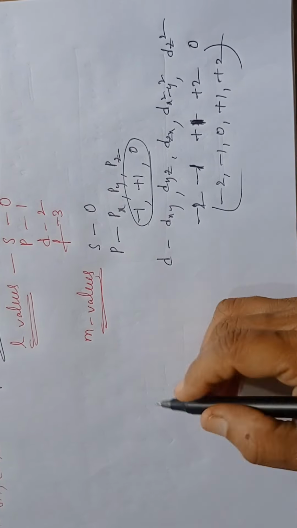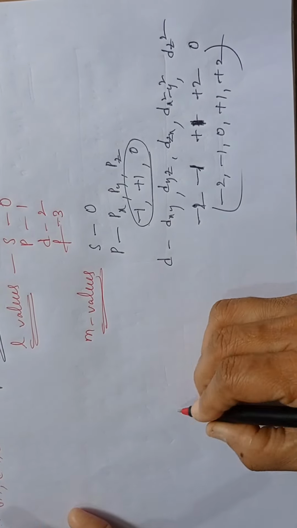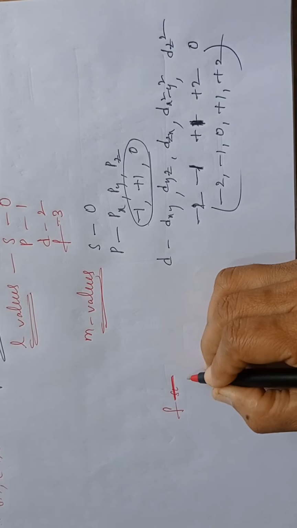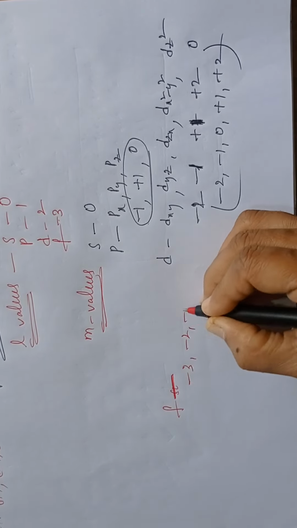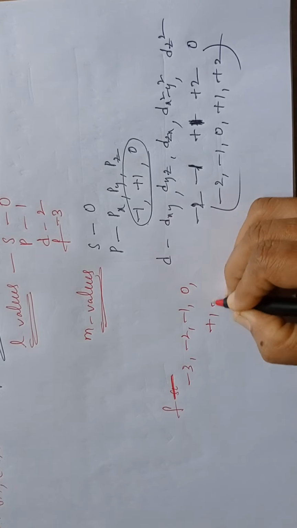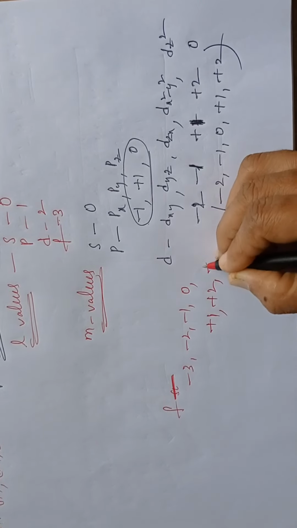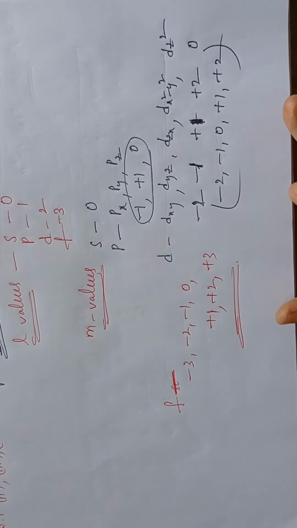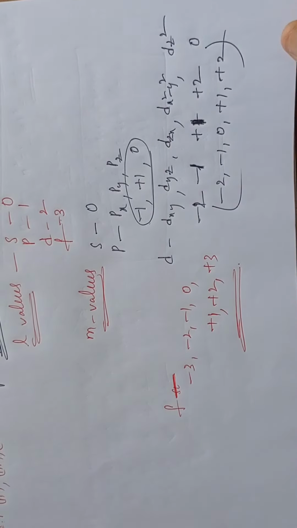Are you clear? And coming to the f subshell, what are the f values, students? Minus 3, minus 2, minus 1, 0, plus 1, plus 2, plus 3. Just remember all this. You can easily answer this type of questions, students.